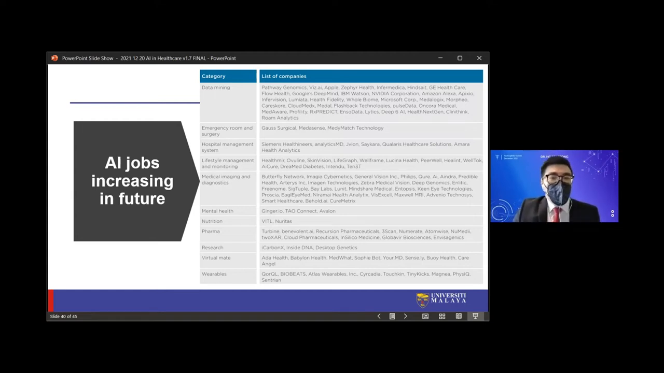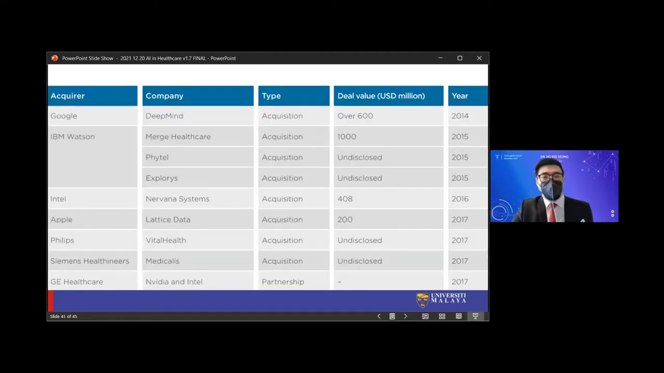And if you look at the big tech companies, which also have some of their offices here, Google, IBM, you can see that they are investing a lot of money. Google has invested 0.6 billion in DeepMind, and IBM has invested 1 billion more in other areas which are not disclosed. Even Intel has invested almost 500 million in acquiring AI systems. Apple has also invested 0.2 billion in acquiring AI services for healthcare in the first place.